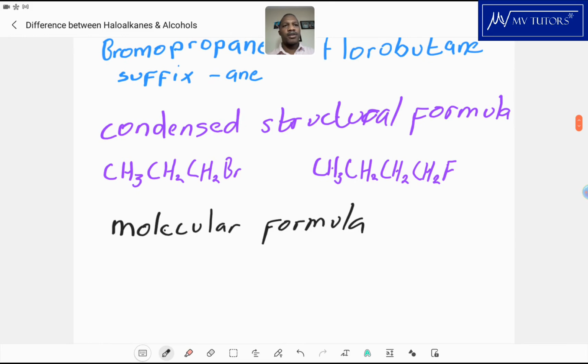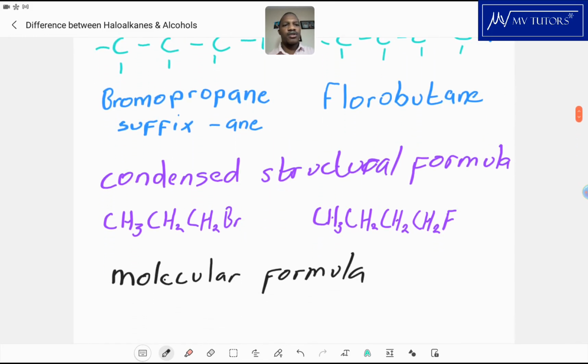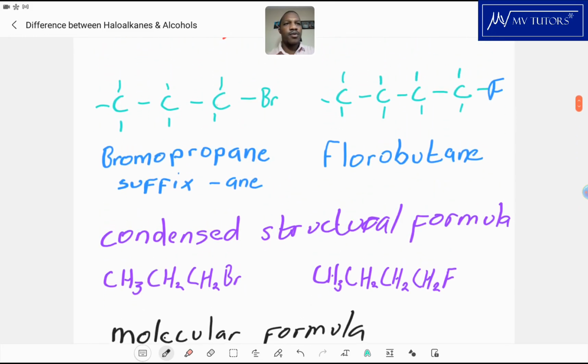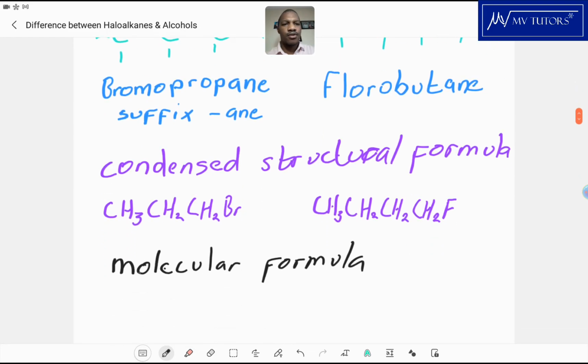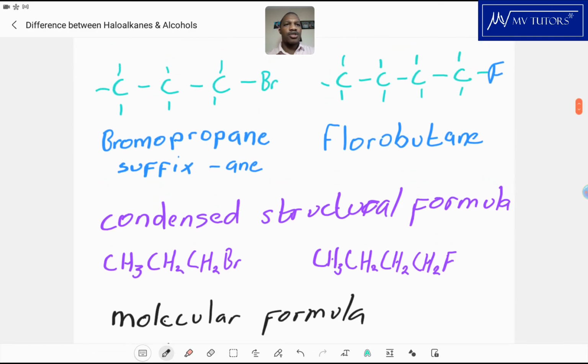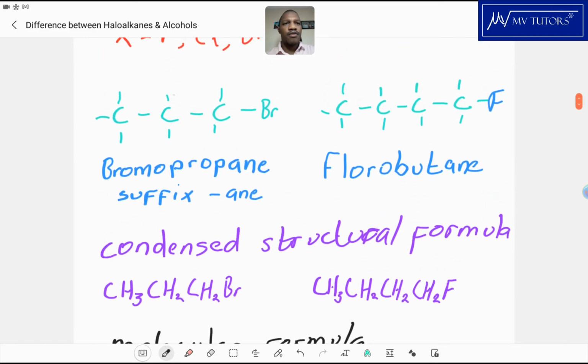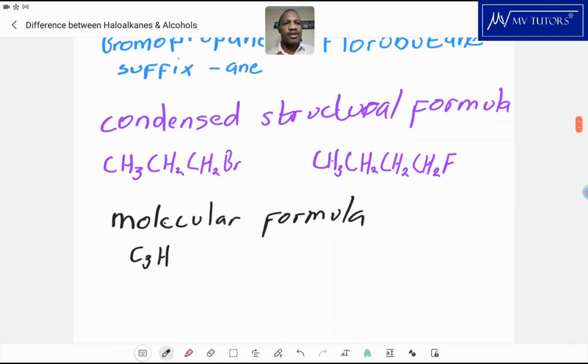Now, for the molecular formula, you need to count how many C's you have. So we have 3 C's here. So you go C3. How many H's do we have? We have 1, 2, 3, 4, 5, 6, 7. 7 H's.